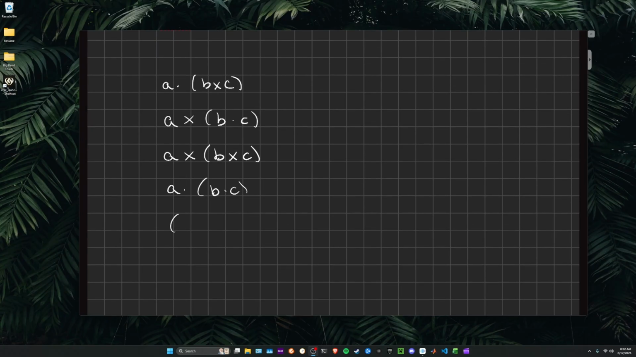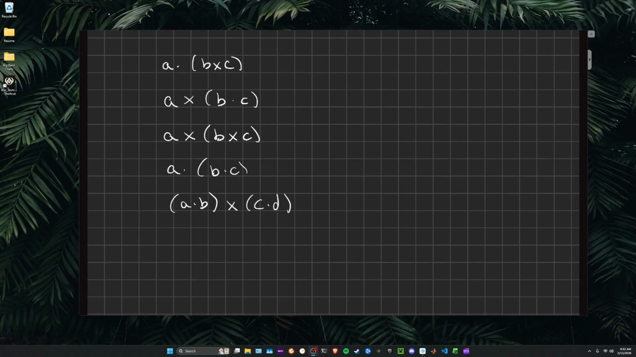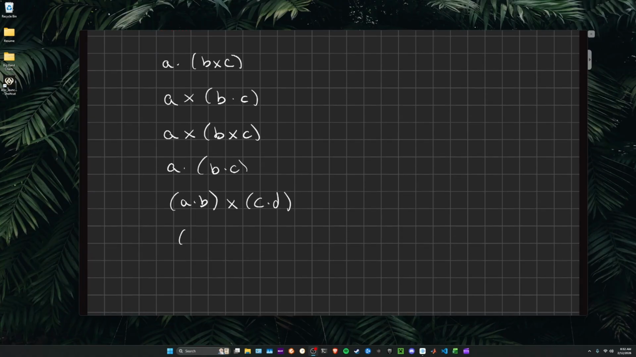Okay, now we have A dot B crossed with C dot D. This is also meaningless. Both of these dot products give us a scalar. We can't cross two scalars. Okay, and then we have A cross B dotted with C cross D. And this is perfectly defined. A cross B and C cross D will give us vectors, so we'd be dotting two vectors, which is perfectly fine.